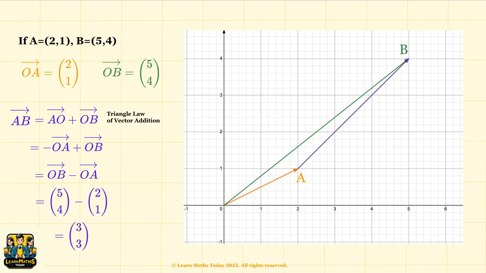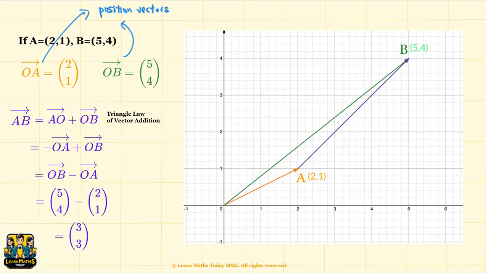Let's go through this diagram together to understand how to find the vectors between 2 points using the triangle law of vector addition. We are given two position vectors. You can see point A is where x equals 2, y equals 1, and point B is where x equals 5 and y equals 4. The position vector OA means the vector from the origin, where x equals 0, y equals 0, to point A. This gives us vector OA equals (2, 1).